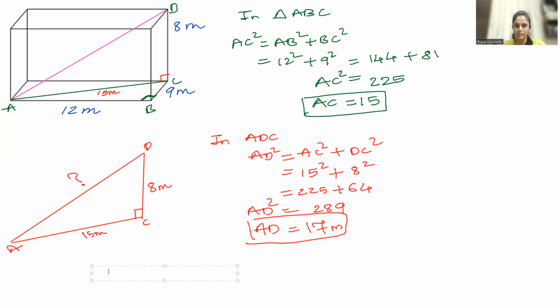Okay, let's write down the answer here. So the longest rod that can fit in the room is of 17 meter. And this is how you find the answer.